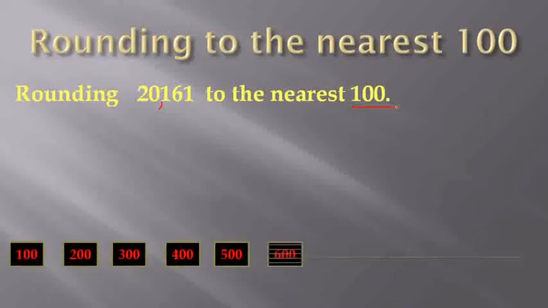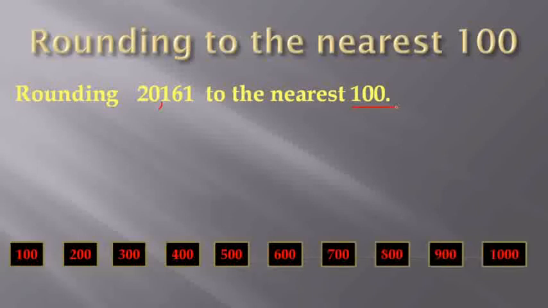Okay, I am moving towards the next example. Next example is rounding 20,161 to the nearest 100. Now for rounding to the nearest 100, write multiples of 100: 100, 200, 300, 400, 500, 600, 700, 800, 900 and 1000. Now just concentrate on the last three digits, which is 161, and 161 will lie between 100 and 200.